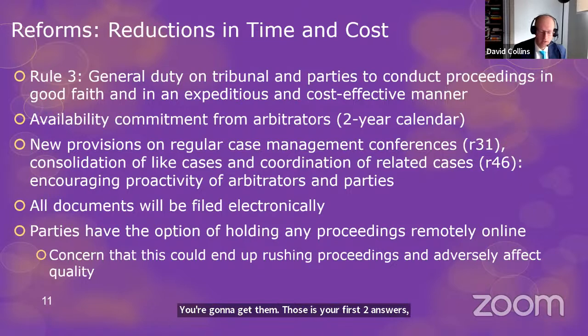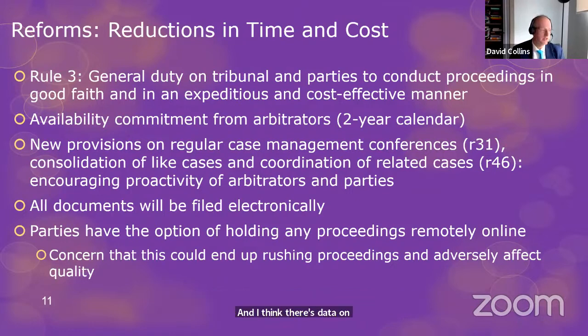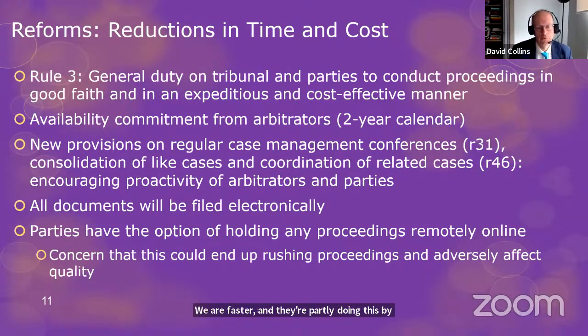And over the years, the understanding has been, and I think there's data on this that probably proves the accuracy of it, that investor-state dispute settlement has become more expensive and slower, to the point that it's not clear that it's actually any cheaper or faster than litigation. So ICSID, I think, is really trying to sell itself by saying, no, we are cheaper, we are faster, and they're partly doing this by Rule 3. Rule 3 says as a general duty on the tribunal and the parties to conduct proceedings in good faith and in an expeditious and cost-effective manner.